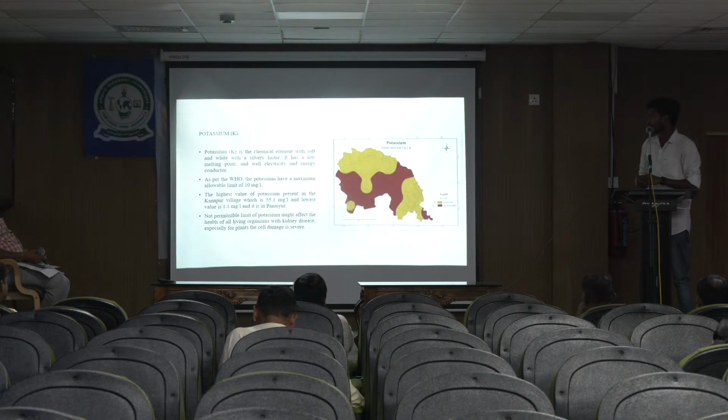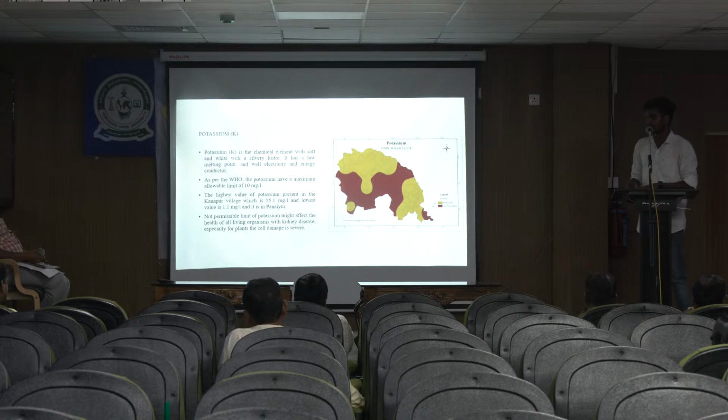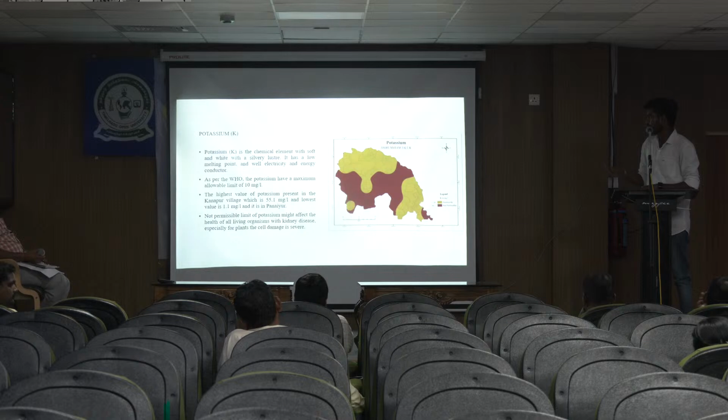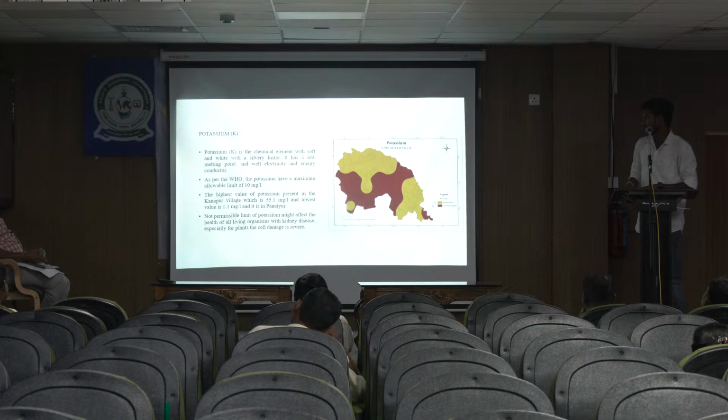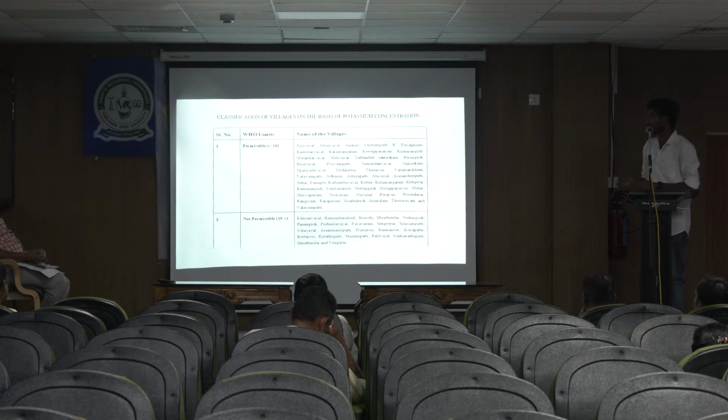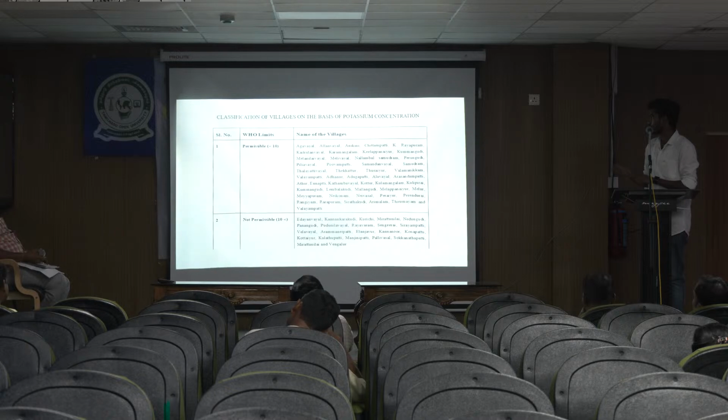Potassium has a maximum allowable limit of 10 mg per liter according to the World Health Organization. Here the highest value of potassium is 55.1 mg per liter in Kanapur, and the lowest is 1.1 mg per liter in Panayur. This table shows the classification of villages on the basis of potassium.